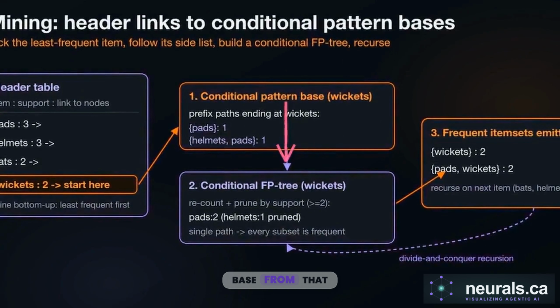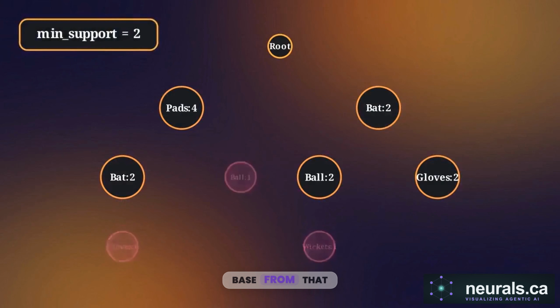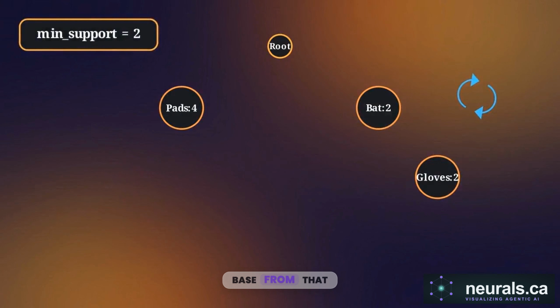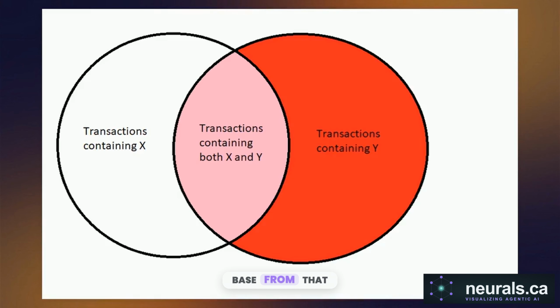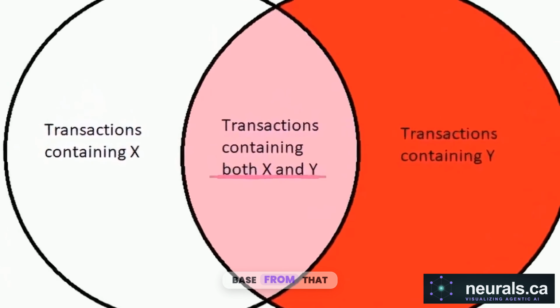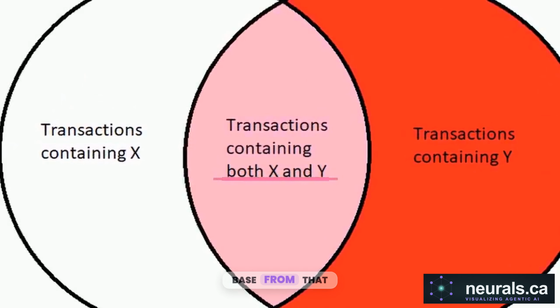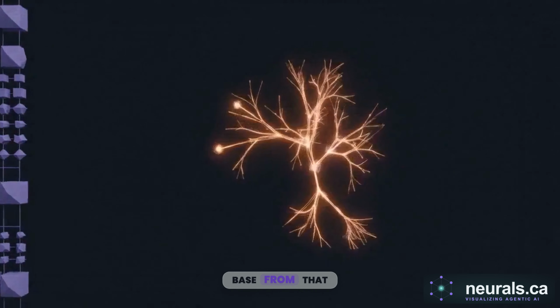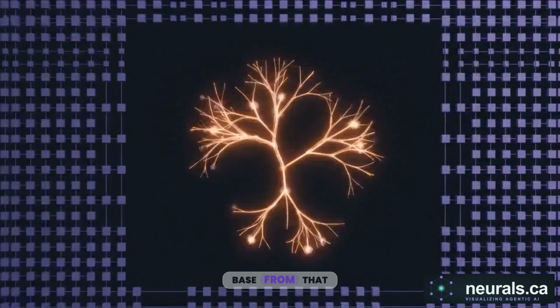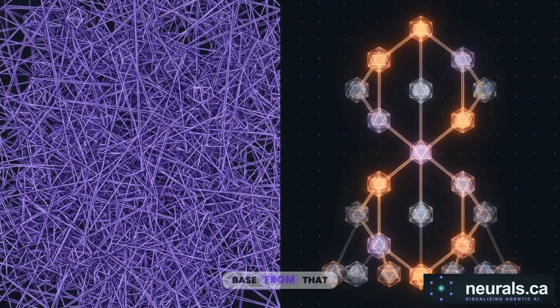From that base, we build a smaller, conditional FP tree. We prune it by our support threshold and repeat the process recursively until only frequent item sets remain. This Venn diagram shows the end result of all that recursive math. That pink intersection represents the specific overlapping transactions where 2 items appear together. FP growth achieves this entire mapping process without ever needing to go back and rescan the original raw database during the mining phase. By reorganizing the data into a shared prefix structure, the algorithm avoids the combinatorial explosion that stops other methods.